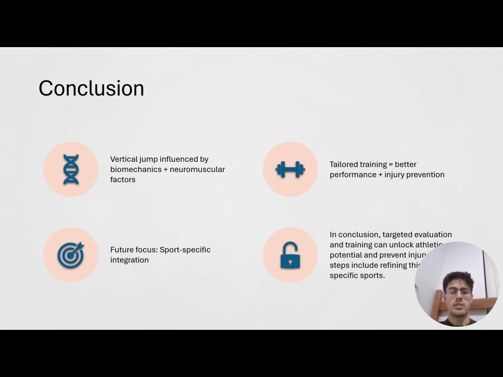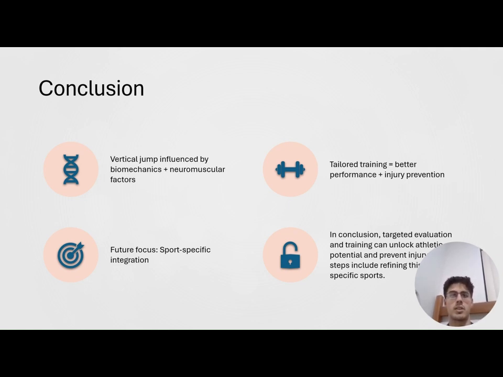The conclusion: the vertical jump is going to be influenced by biomechanics and neuromuscular factors because of the strength and output that needs to be put out from nerve control and whatnot. The future focus is going to be sport-specific integration. What I mean by this is that it's going to be very specific to the sport we're putting it in, such as the high jump and track.